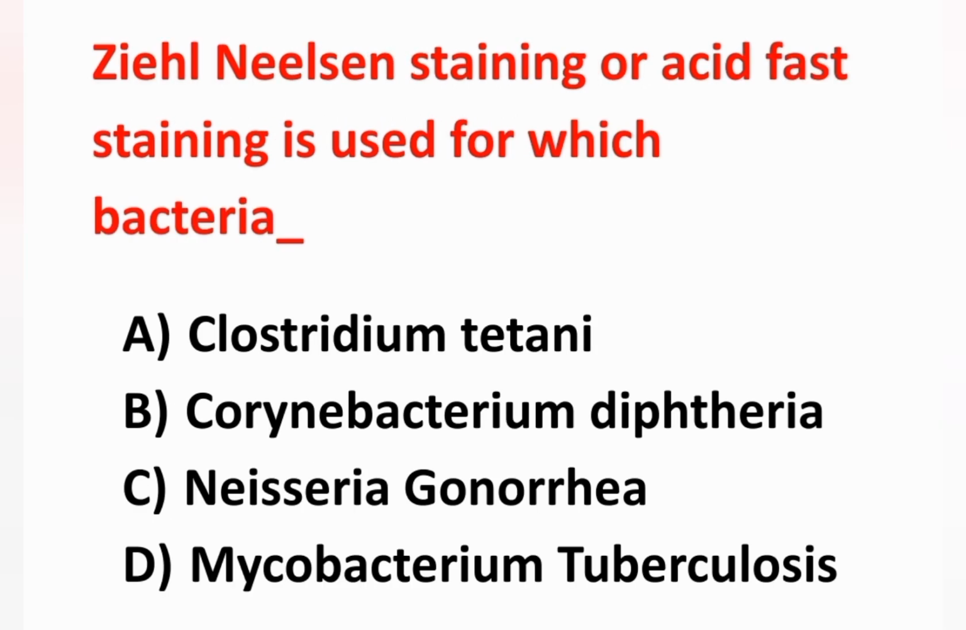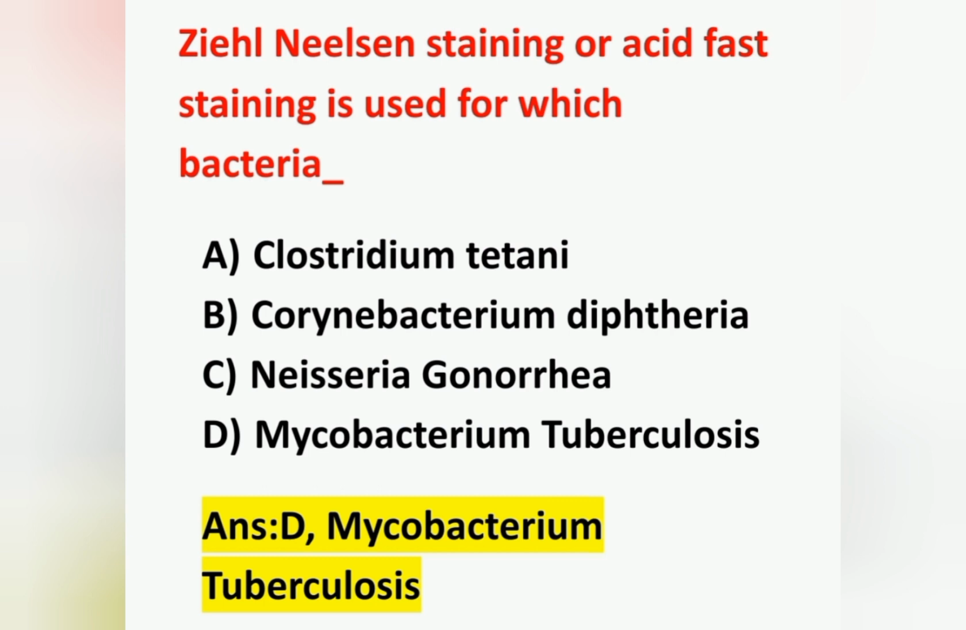And the next question, Ziehl-Neelsen staining or acid-fast staining is used for which bacteria? And options are option A Clostridium tetani, option B Corynebacterium diphtheriae, option C Neisseria gonorrhoeae, and option D Mycobacterium tuberculosis. Here correct answer is option D, Mycobacterium tuberculosis. So Ziehl-Neelsen staining or acid-fast staining is used for Mycobacterium tuberculosis.